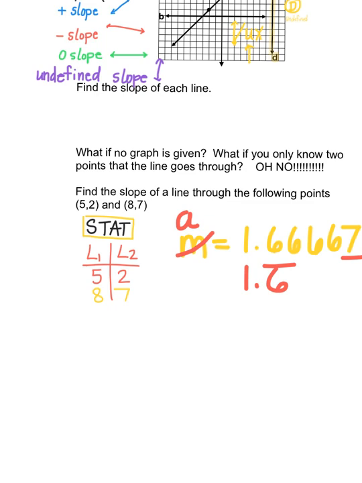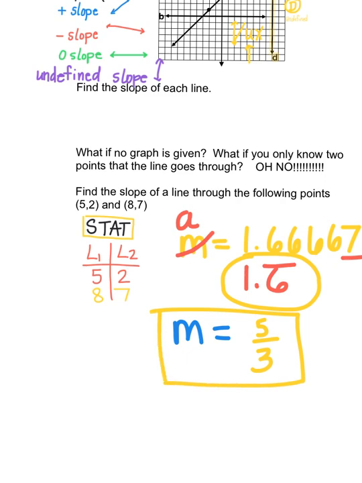However, this answer really doesn't make sense because when we're talking about slope, we're talking about rise over run. So you'll be expected to change this into a fraction. You may use your calculator to do that. But once you find your improper fraction, leave it improper. And that is your slope.